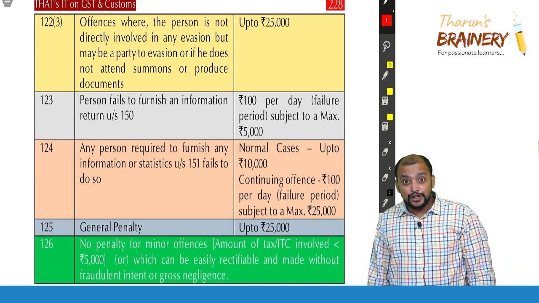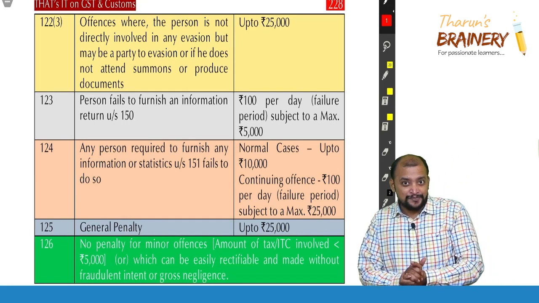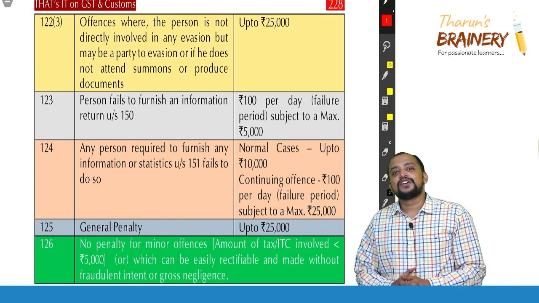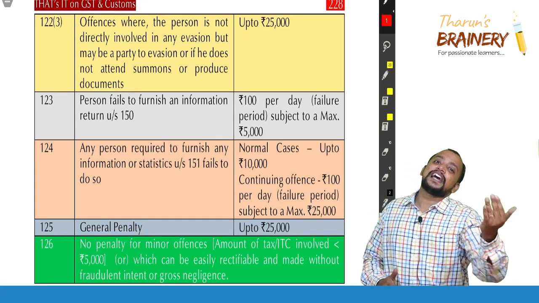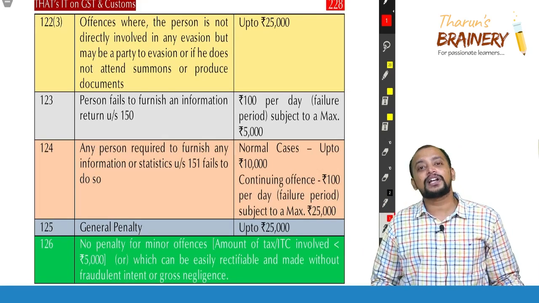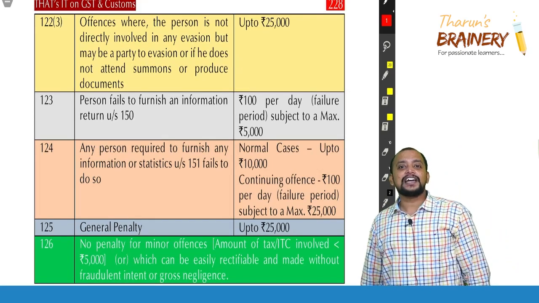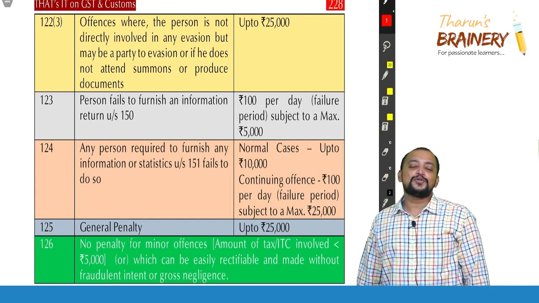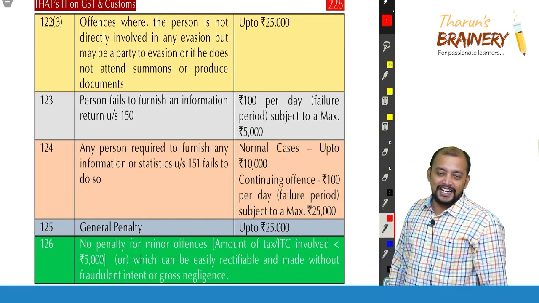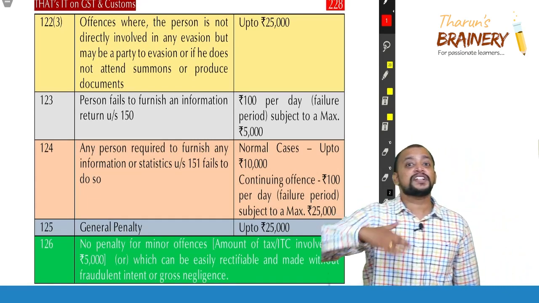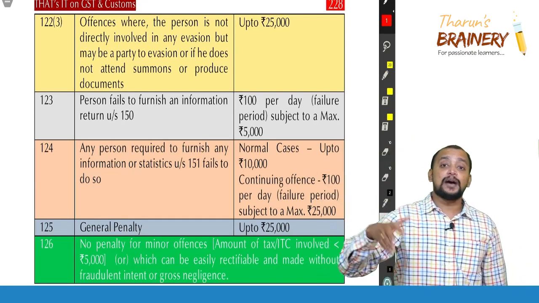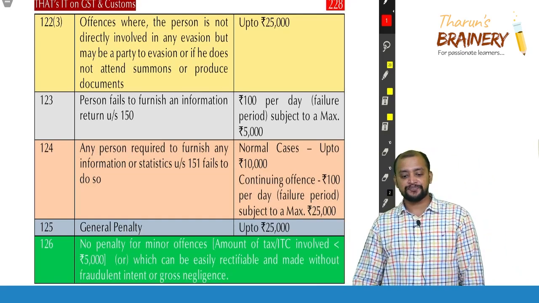But next to the villain there will be some people, left and right. On them there will be 122 subsection 3 penalty. Okay, you understood what I am telling. So on the henchmen, on left and right, whomsoever is there, 122 subsection 3 penalty. Those who are not directly involved in the offence but abetted the commission of the offence.